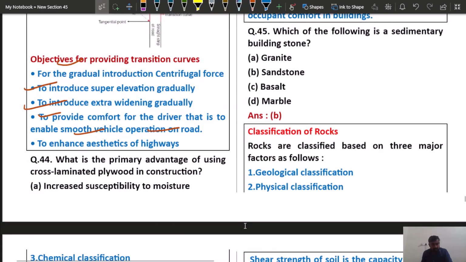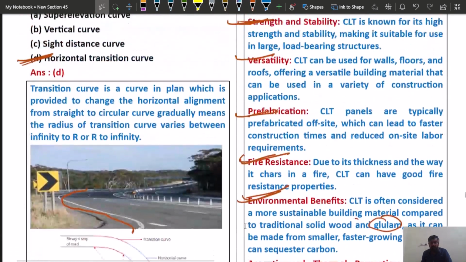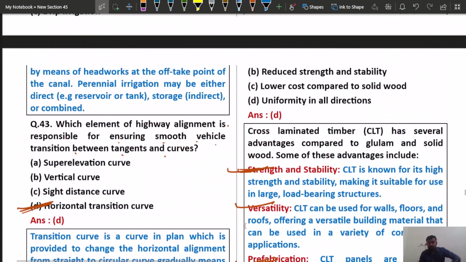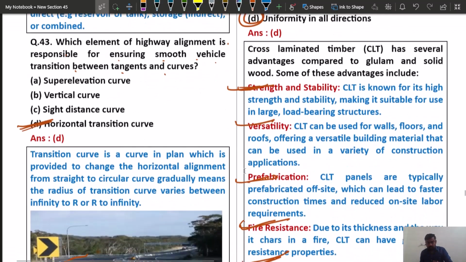A, increased susceptibility to moisture. No. Next option, reduced strength. No, it increases the strength, so reduced will not be the answer. Higher cost, not lower cost. Uniform in all directions. So this is the correct option. Now proceeding to the next question.